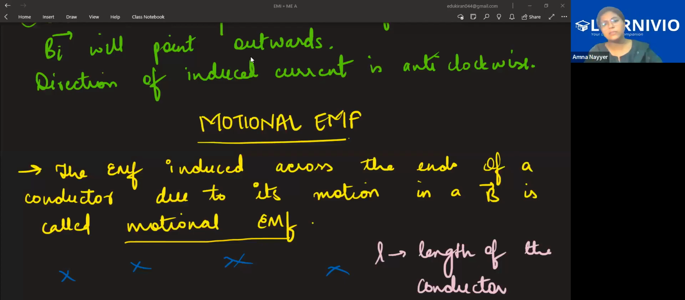Okay, let's start the class. Time is already there. Started. Okay. See, to understand motional EMF, just understand movement.